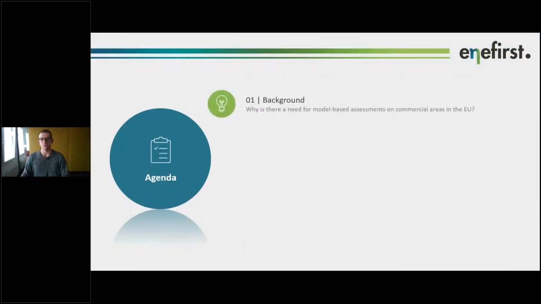Here's a bit of structure for the following minutes. So we will begin with a little bit of background on why there's a need for model-based assessments on commercial areas in the EU. We will then continue with a bit of methodological background on this analysis. That means the scenarios, the model, and the relevant input data, followed by a short Q&A session in which you are warmly invited to ask anything that's on your mind about the methodological aspects or the background. There will also be another Q&A session, of course, after I've presented the results and the discussion.